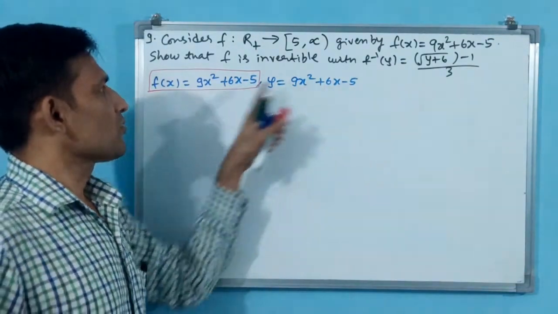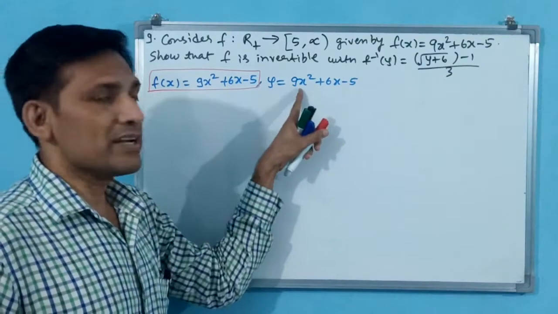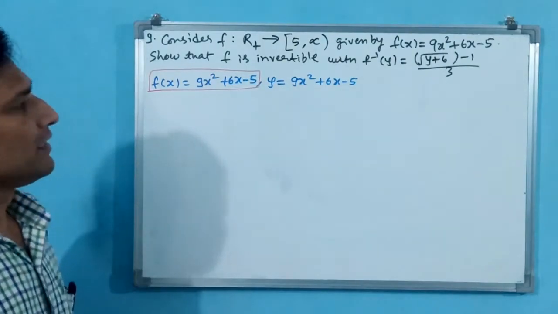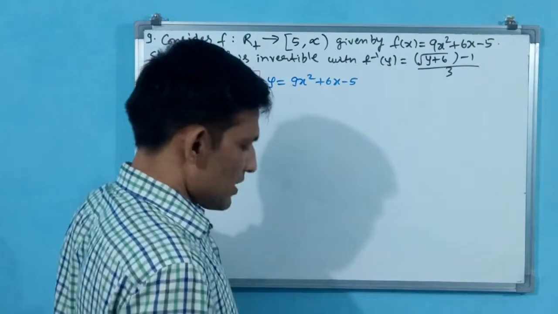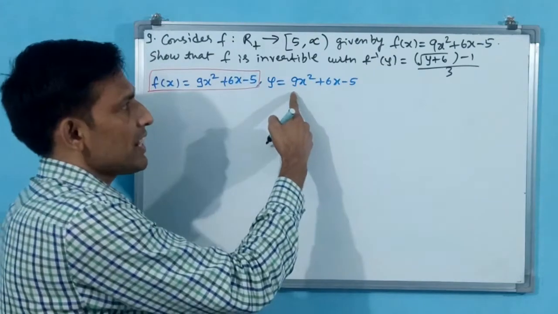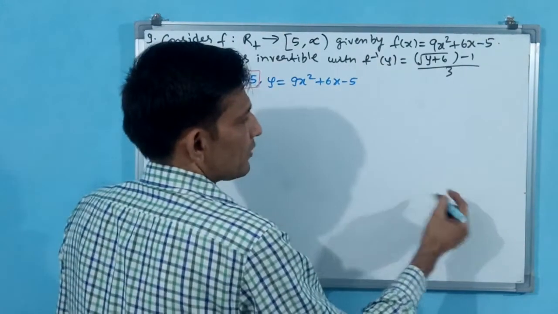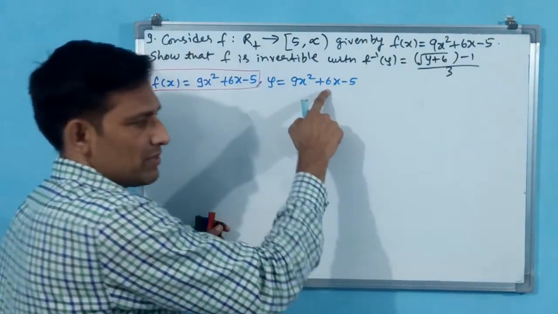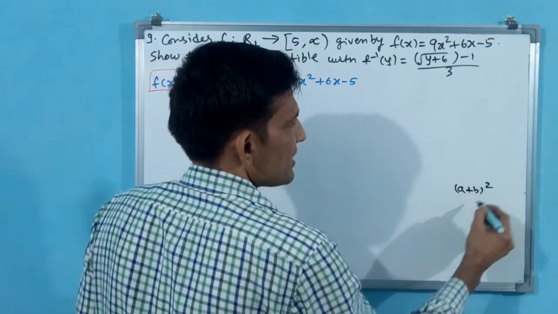Keeping x on one side, you have to send everything else to that side. But how are you going to do this one? Here only x square is not there. X square plus 6x is in split form, a quadratic form. What you have to do, I am writing here. This will be of the form a plus b whole square: a square plus 2ab, a square plus 2ab.